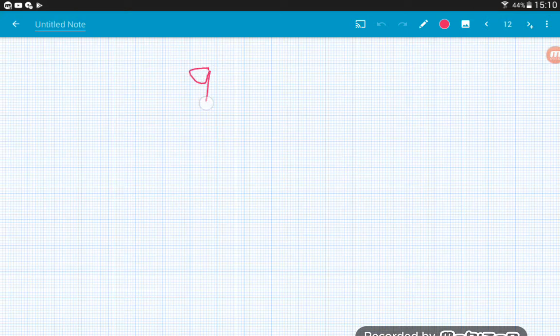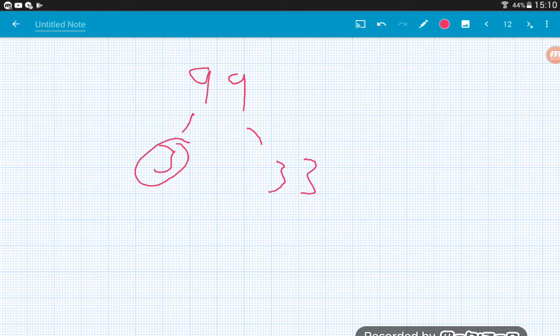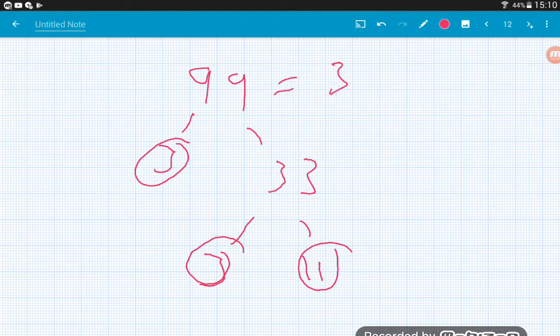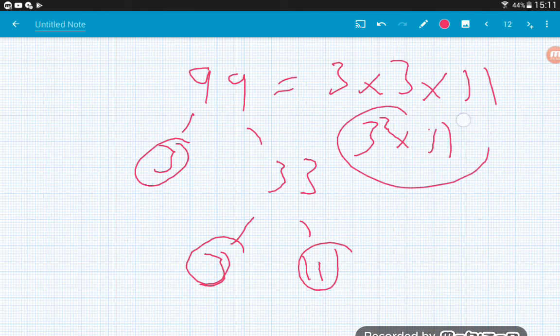What about if we go for 99? 99, we could go for 3, which goes in 33 times, and then 33 we can split into 3 and 11. So 99 we could say is 3 times 3 times 11. 3 times 3 we could smarten up as 3 squared. So we get 3 squared times 11 as our answer.